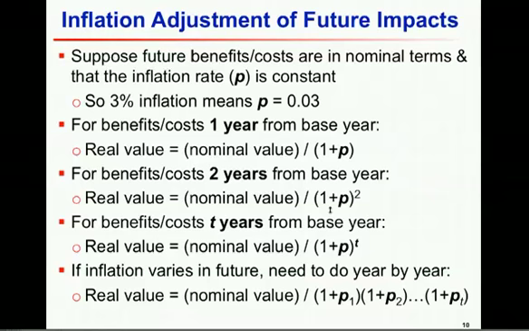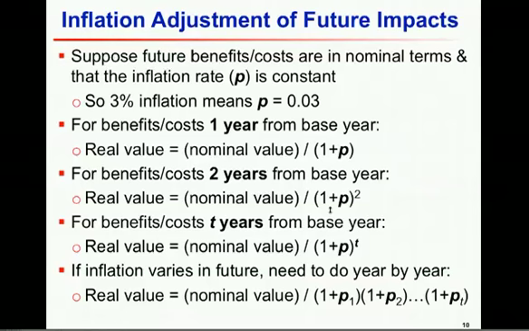Okay, to see how the math works out in this, suppose that you are given future benefits or costs in nominal terms, and that the inflation rate, P, is constant. Remember that initially I mentioned in our example that the future benefits and costs were given in real terms, in FY 2015 dollar values. That isn't always the case. So suppose, in fact, you're given future benefits and costs in nominal terms instead of real terms.